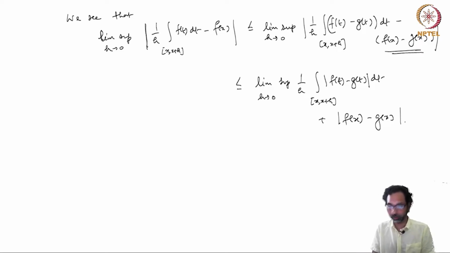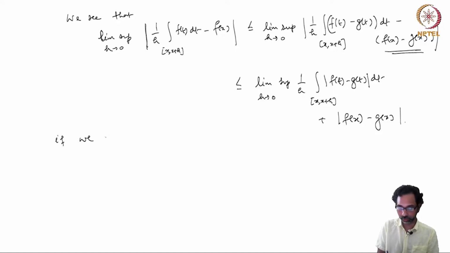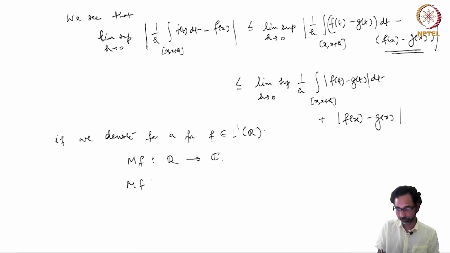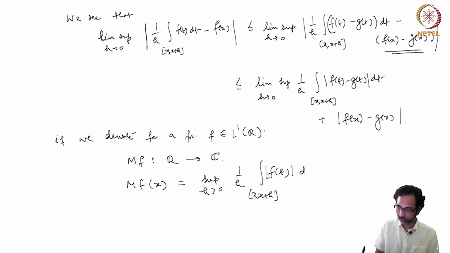So we get this inequality. And now if we denote, for a function f in L1 of R, mf, this is again from R to C, which is a function defined as follows. So this is the supremum over h greater than 0 of 1 over h integral from x to x plus h of mod ft dt. So this function has a name.